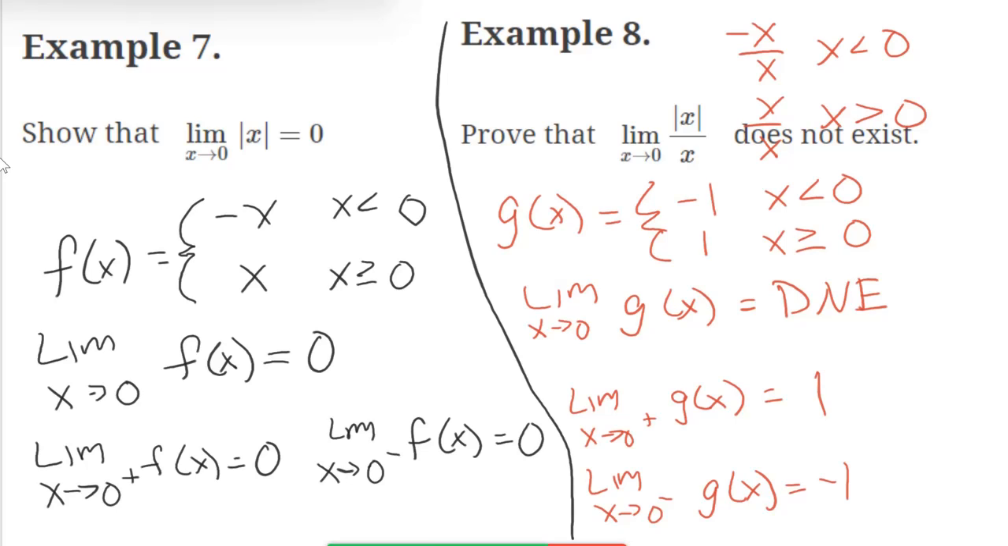Wait, hold on. Why are the values different? Because the absolute value of x is negative x, right? So it's negative x over x, which is negative 1. The other side is x over x, which is 1. That was why we had to do that, because otherwise you wouldn't have seen the split.